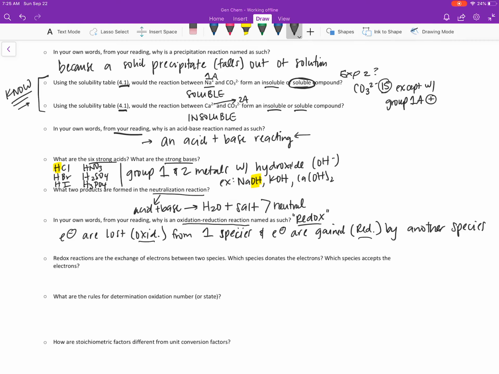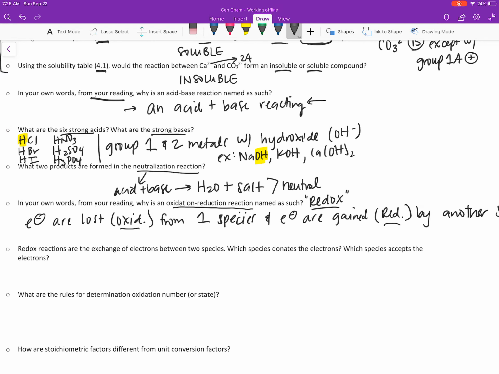You're going to have oxidation and reduction occurring together. So, fortunately, our definition above will help us answer this question, because it says what species donates the electrons. Well, we already said the electrons are lost in oxidation, so that is the species undergoing oxidation. And then the one that accepts it, another word for gain, is the reduction.